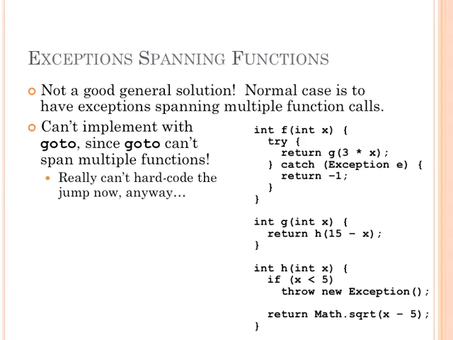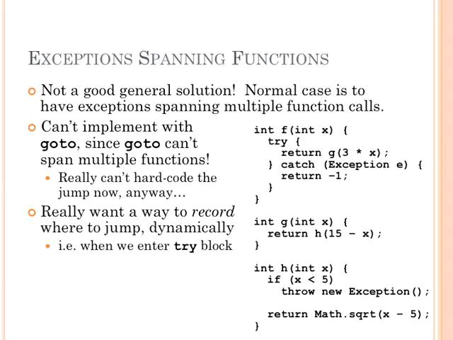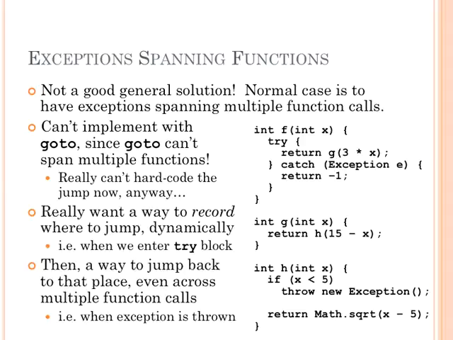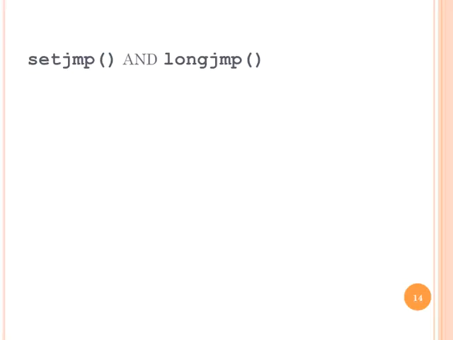But anyway, you can see now that we have a problem that we can't hard code a jump from H to F. That'd be really bad. What if we had some other code that called G and it wanted to handle the exception? Well, then H jumping back to F would be horrible. We would end up in a function that we have no idea why we ended up there. So what we need to do is have a way of recording where to jump dynamically. And then once we have that, we can use that information to go back to that location, even if it spans multiple function calls. So this is what we need to build.